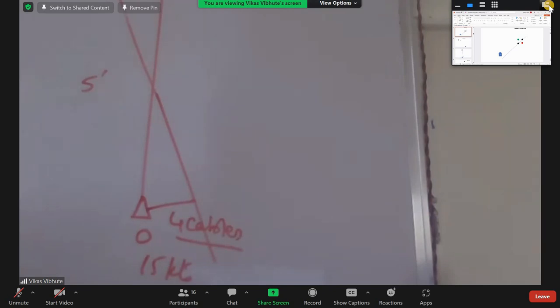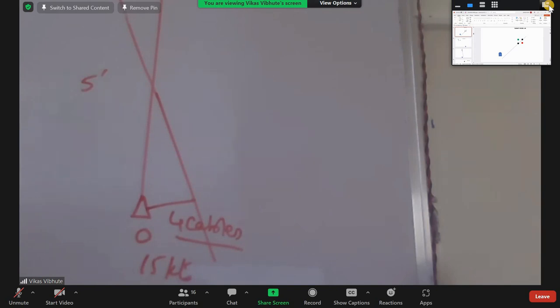So first, is there a risk of collision? Answer is no. Okay, sir, no risk of collision. Second thing is, whose duty is it to keep clear? Her duty to keep clear, sir. Why? She's on your port bow. She's on the port side.